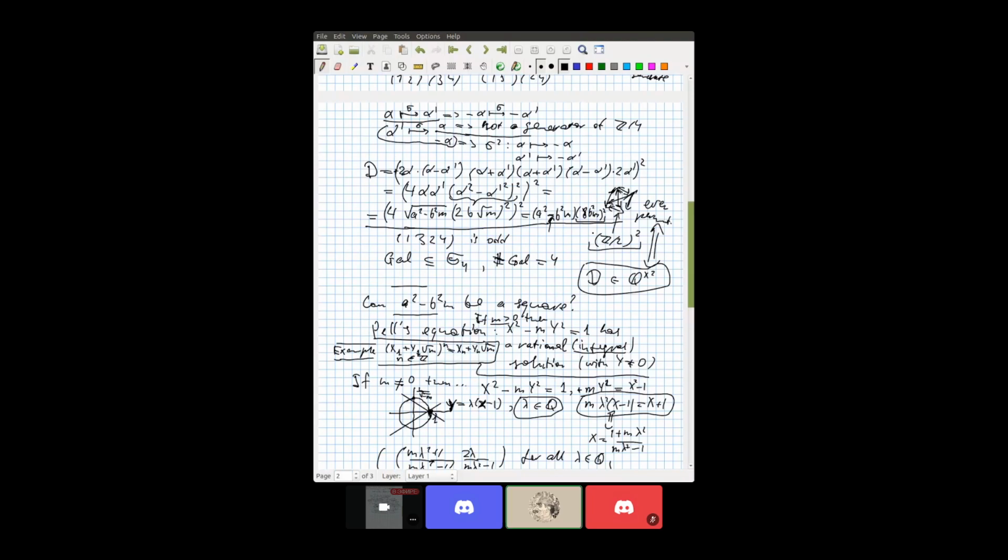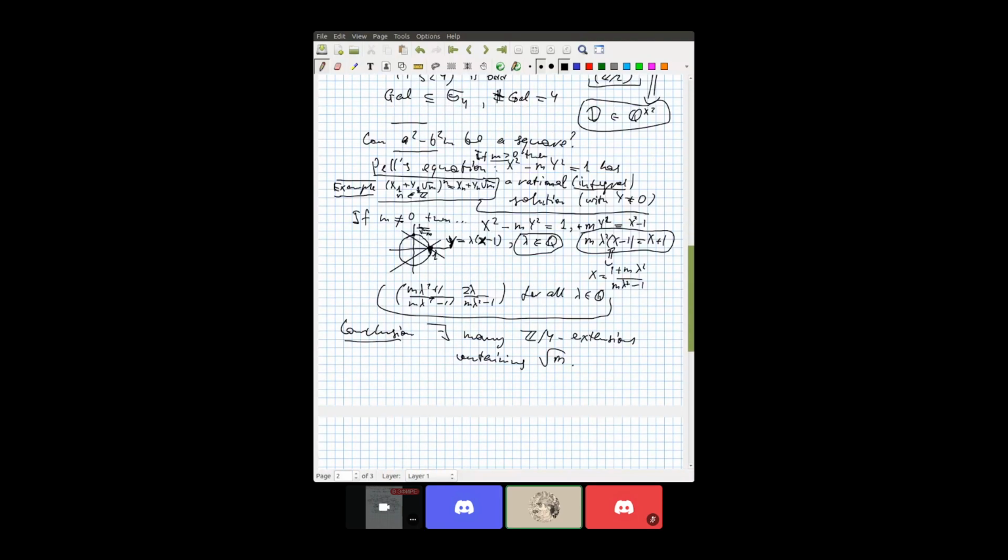Why? For example, let's take 1 plus m. Can 1 plus m be a square? Oh, in principle, yes. All right. You see that we know, let m be p over q. So actually what we need is a non-square. A non-square.